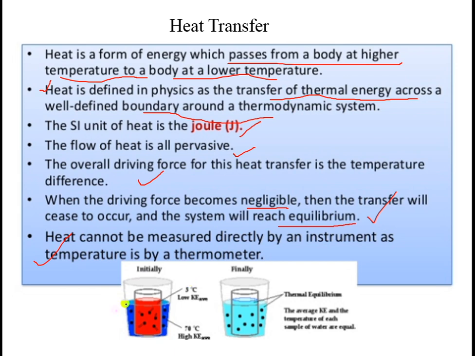Now here this particular figure is showing you two flasks. One is red, in which red liquid is available, and in the other one the liquid is at 0 degrees Celsius. This is at 3 degrees Celsius. But after a certain period of time, you can have thermal equilibrium, that is, the temperature of both the liquids is similar. So that is the thermal equilibrium which is achieved in this particular case. That is, the average kinetic energy and the temperature at which the samples of water are equal.